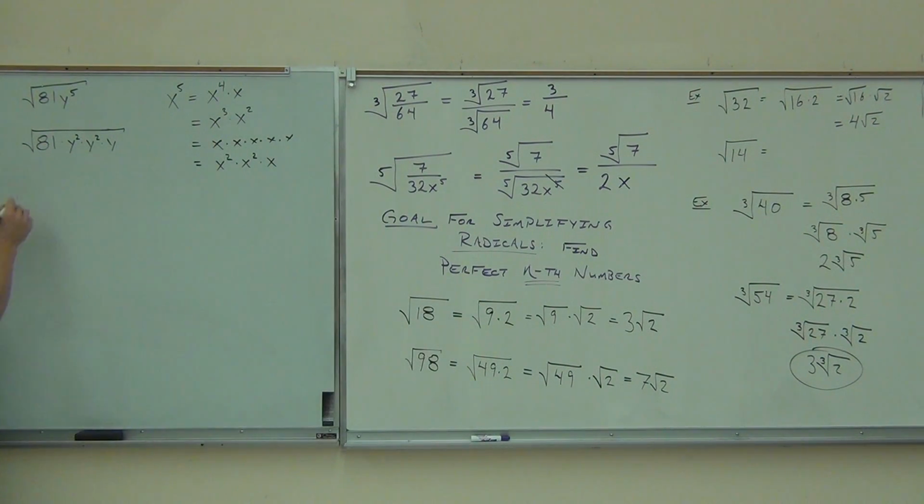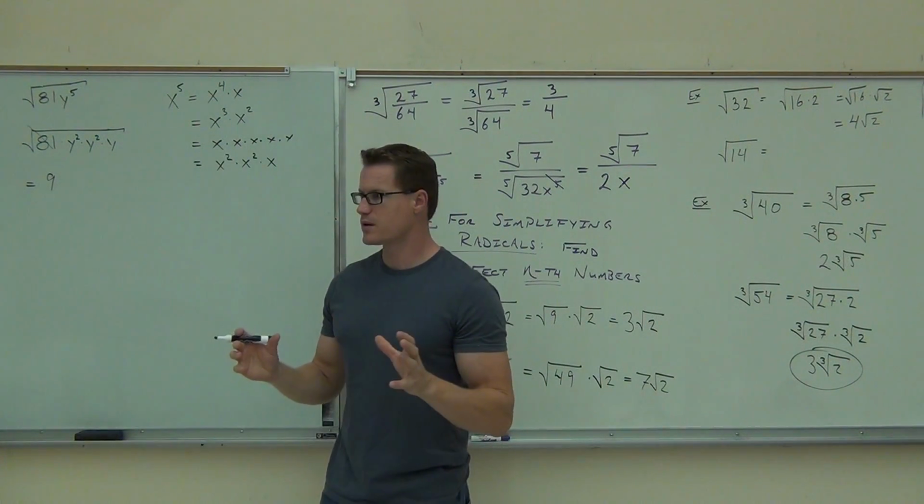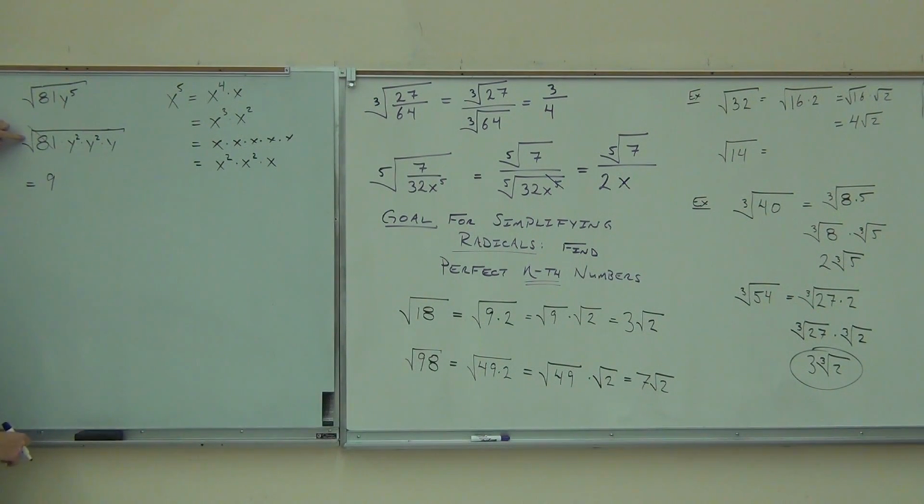Now let's see what happens here. Can you tell me what's the square root of 81? 9. So I'm going to cross that out and put a 9 because I just took the square root of it. That means I pull it outside of my radical. Are you following me here? Okay. Can you tell me what's the square root of y squared? Remember what we could do, why this whole process works. I'll show this to you here.